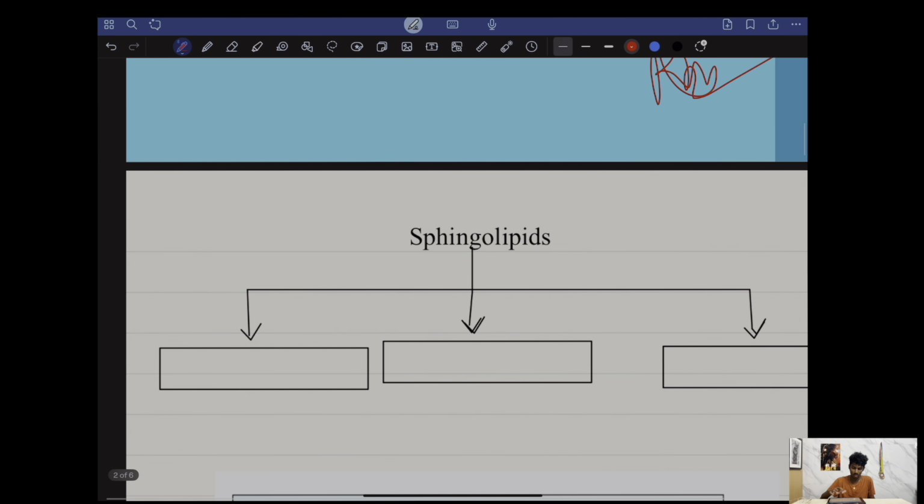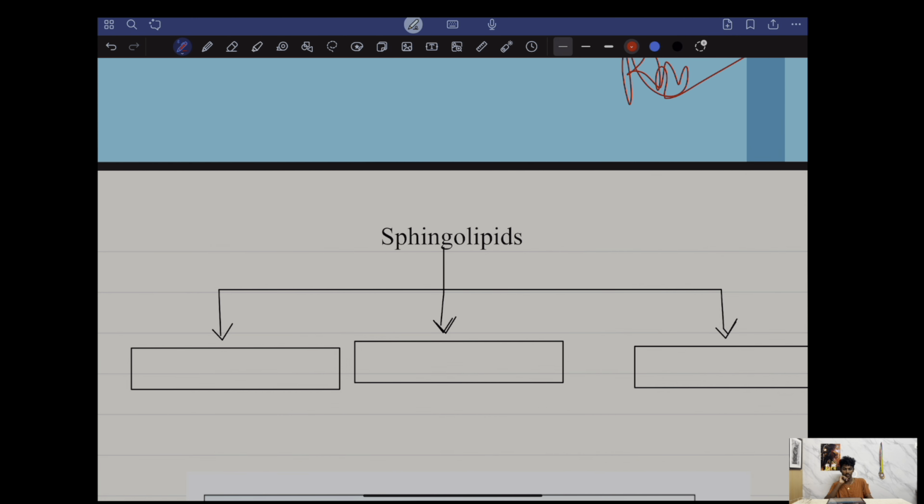So first of all, before that we have to understand the basics. I have taken some important stuff. First understand this, then we'll go on to what the disorders are: what is Niemann-Pick disease, what is Gaucher disease, what is Krabbe disease, all such stuff. Okay, so let us start with the first one.